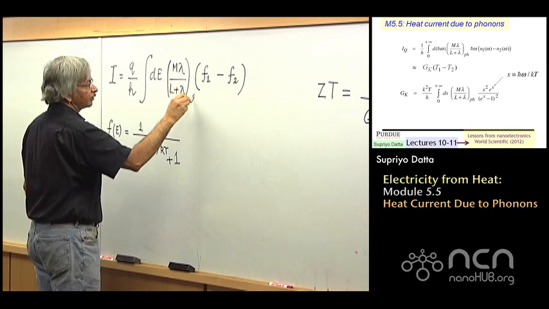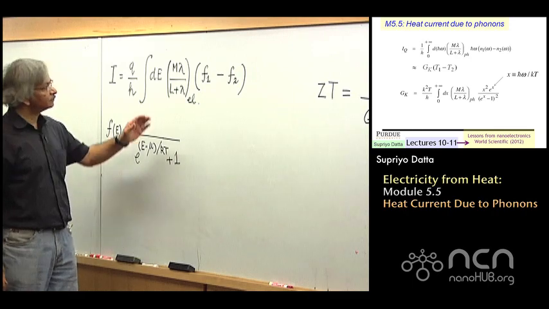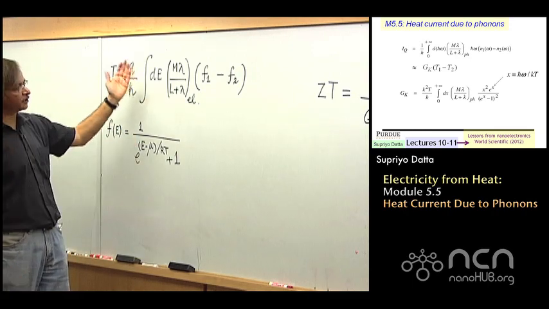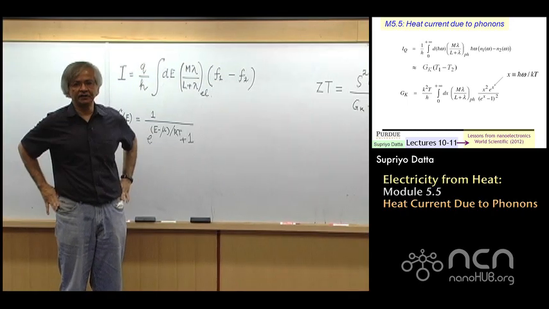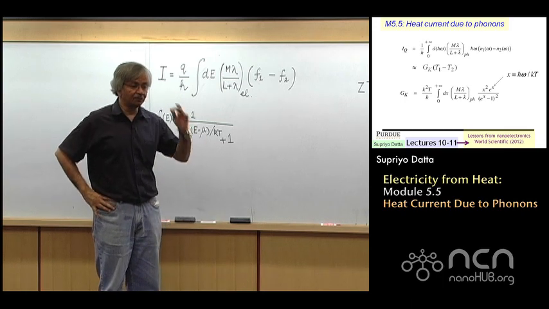Okay, and this is all electrons. Now the question is, how do I write down the heat current? This is the charge current carried by electrons. And what we want to write is the heat current carried by phonons. And of course, in this course, this is largely about electrons.